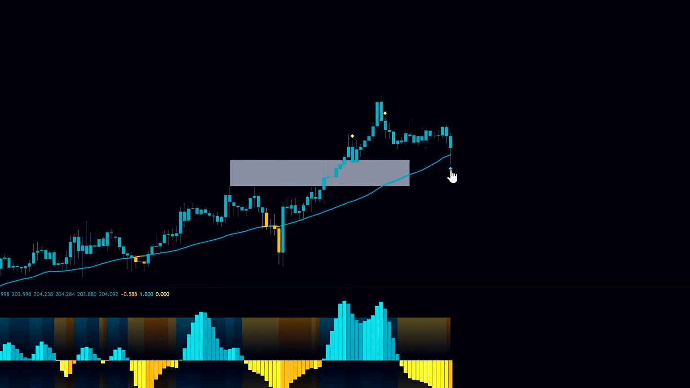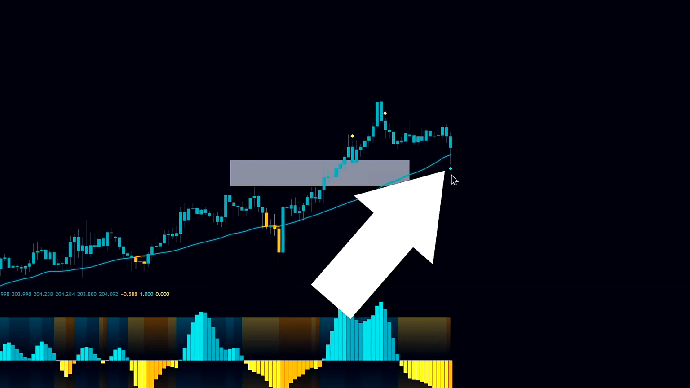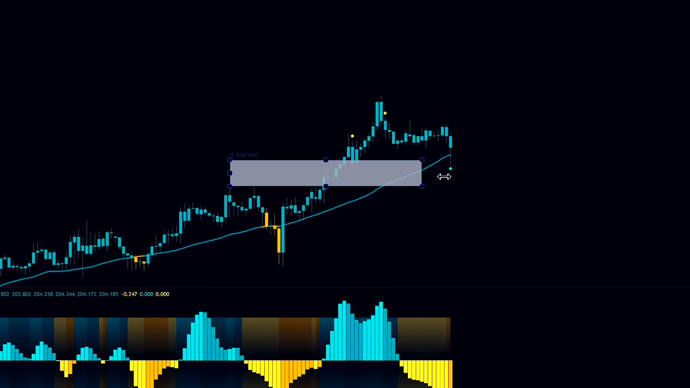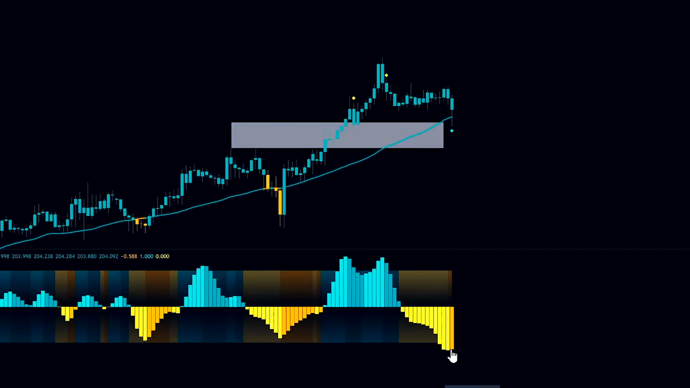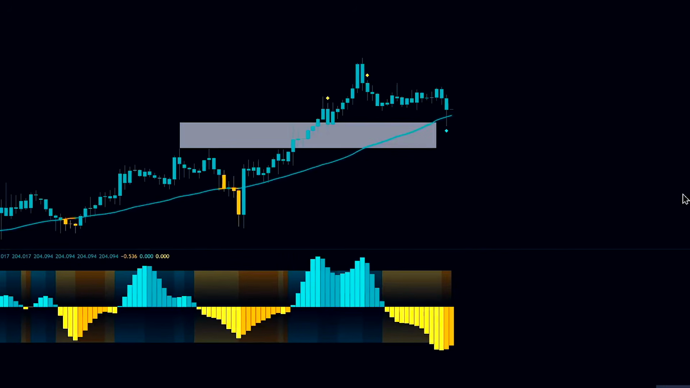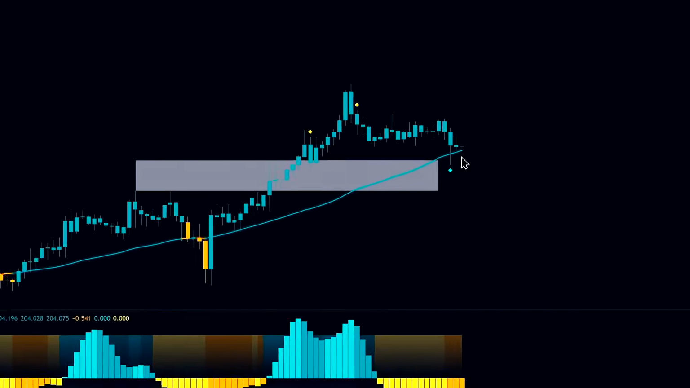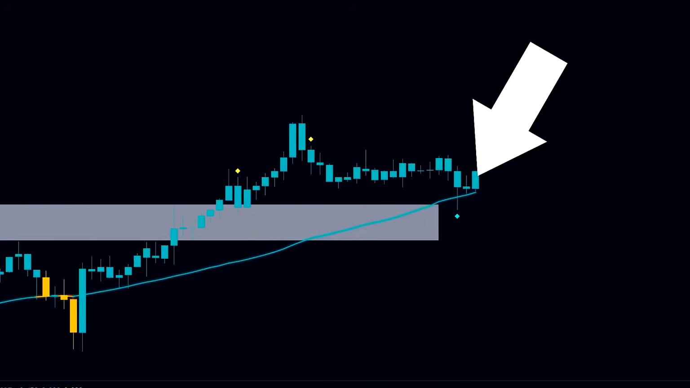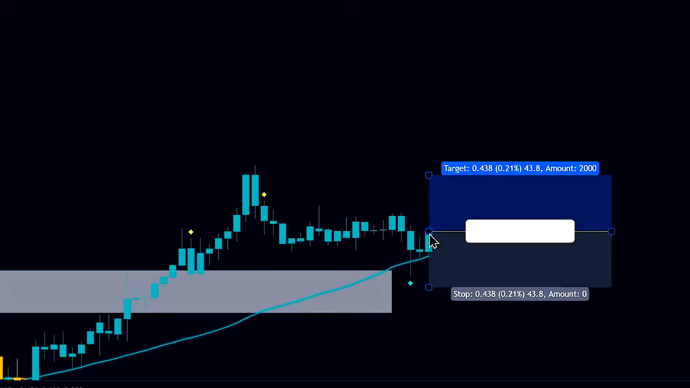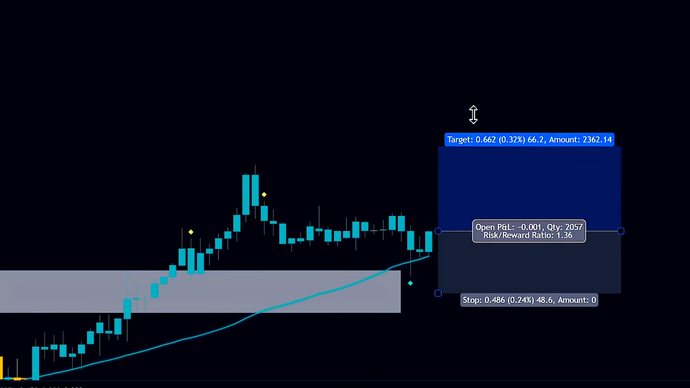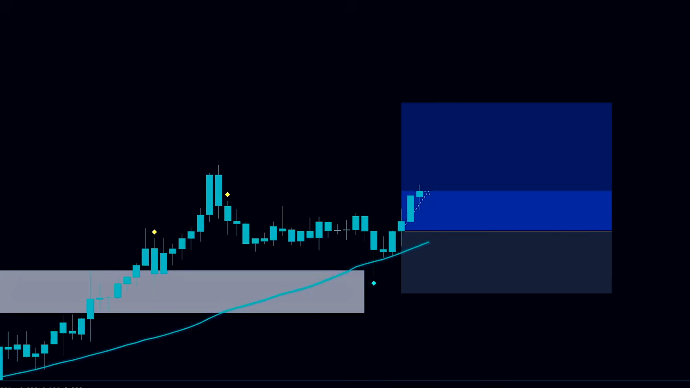During that pullback, you want the price to be slightly overextended to the downside, which those mean reversion signals will show. That means the oscillator histogram is below your threshold. When the market's momentum flips back to bullish, don't jump in on a bearish candle like this one. Hold off for a bullish engulfing candle, like this, and go long. Set your stop loss below the latest swing low, aim for the take profit at twice your risk, and let the trade ride.